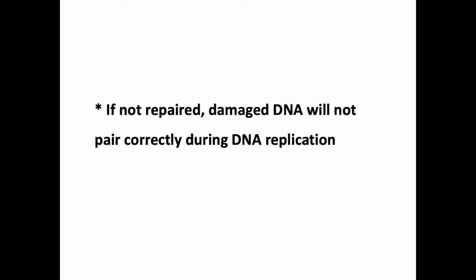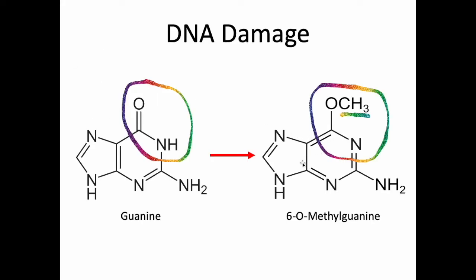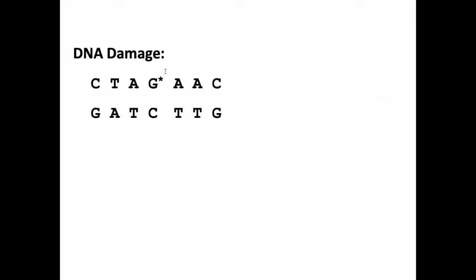Let's walk through what this can look like. So here's a sequence of DNA that I made up. Again, you do not have to memorize this exact sequence, but follow through on this particular example. Here's our sequence of DNA. Again, it's double-stranded. So CTAGAAC. The other strand is GATCTTG. A's to T's, C's to G's. Let's mess this up a bit. Let's create some 6-O-methyl-guanine. Let's put a star on this G. This guanine has been damaged.